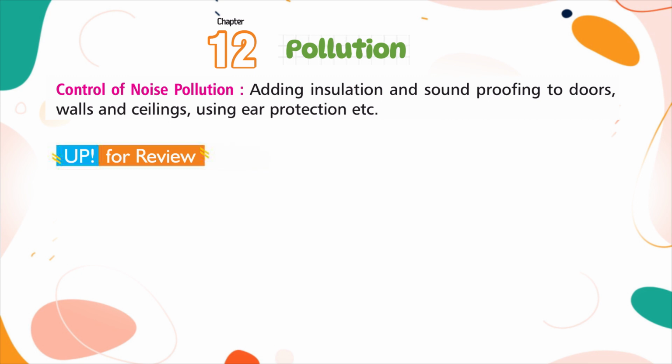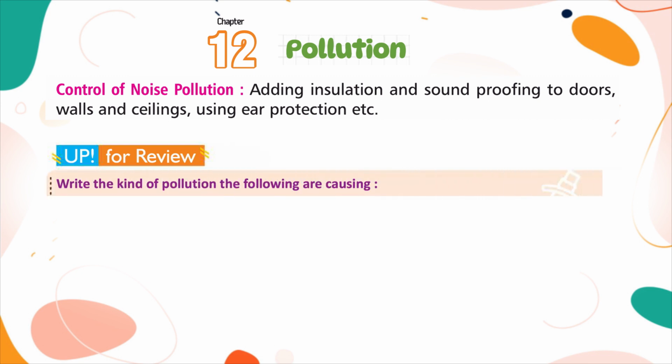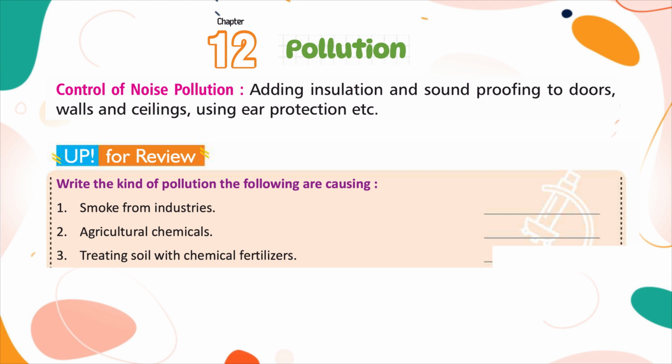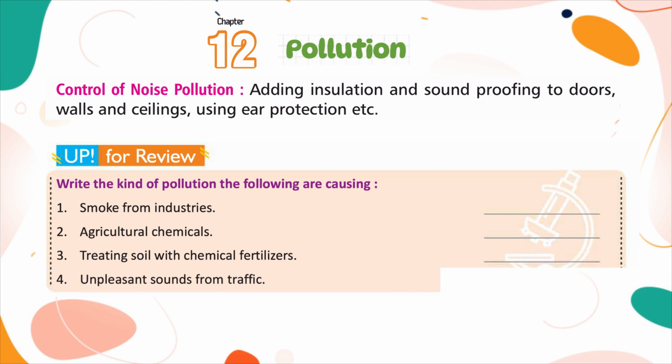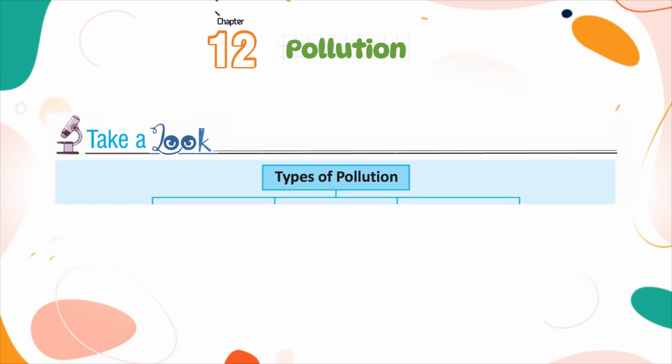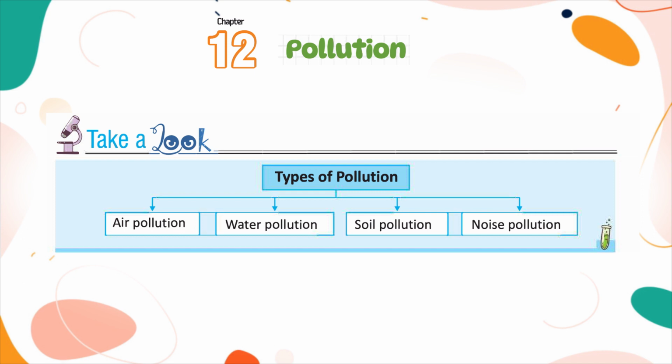Up for review. Write the type of pollution that the following cause. Number 1, smoke from industries. Number 2, agricultural chemicals. Number 3, treating soil with chemical fertilizers. Number 4, unpleasant sounds from traffic. Take a look. Types of pollution: air pollution, water pollution, soil pollution, noise pollution.